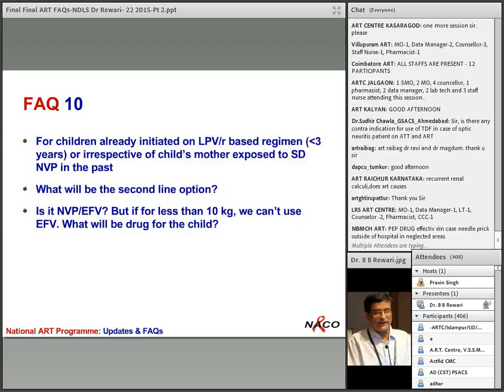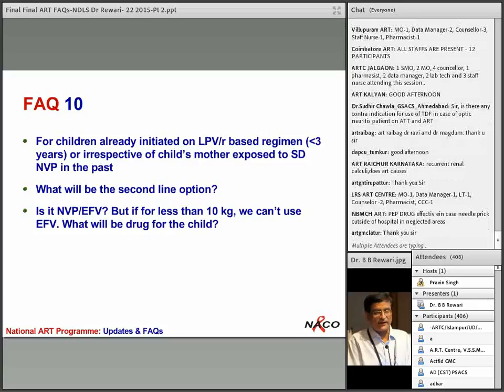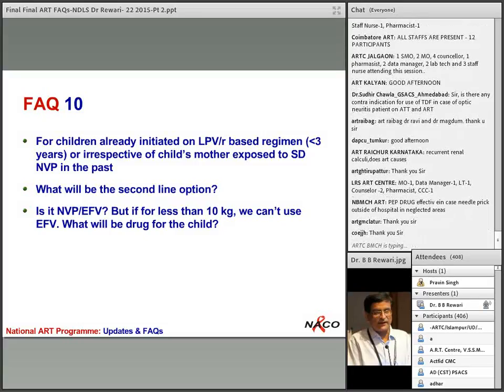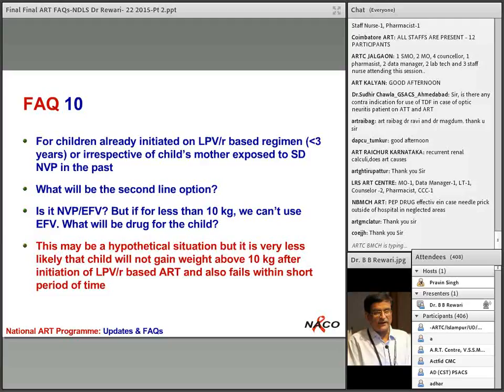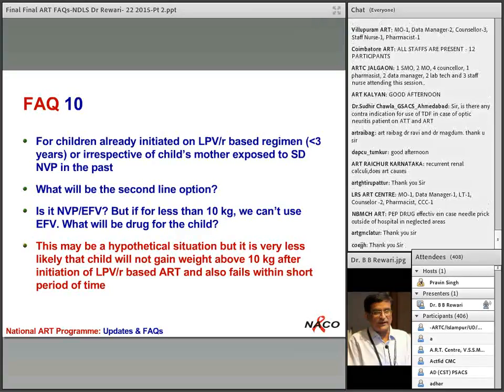For children initiated on lopinavir, ritonavir, what is the second line option? Is it nevirapine or efavirenz? But if less than 10 kg, we cannot use efavirenz. This is more of a hypothetical situation. It is less likely that a child will not gain weight above 10 kg after initiation of therapy. Children gain weight quickly after initiation of ART and proper nutritional supplementation.